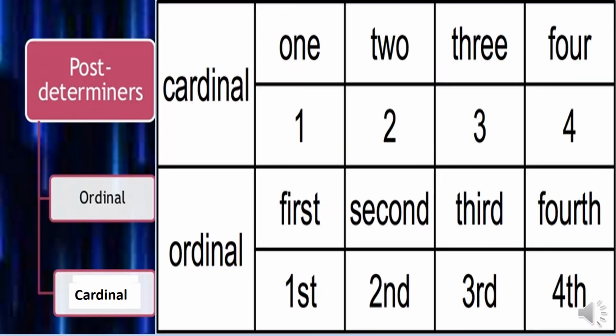And the last part is post determiners, which has ordinals and cardinals. Cardinals are just numbers. Ordinals have the number names like first, second, third, fourth. And first, second, third, fourth have the suffixes st, nd, rd and th.